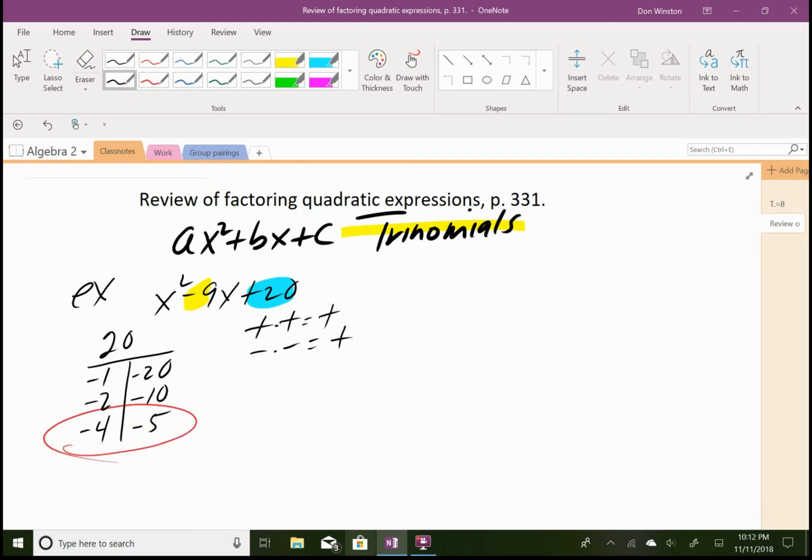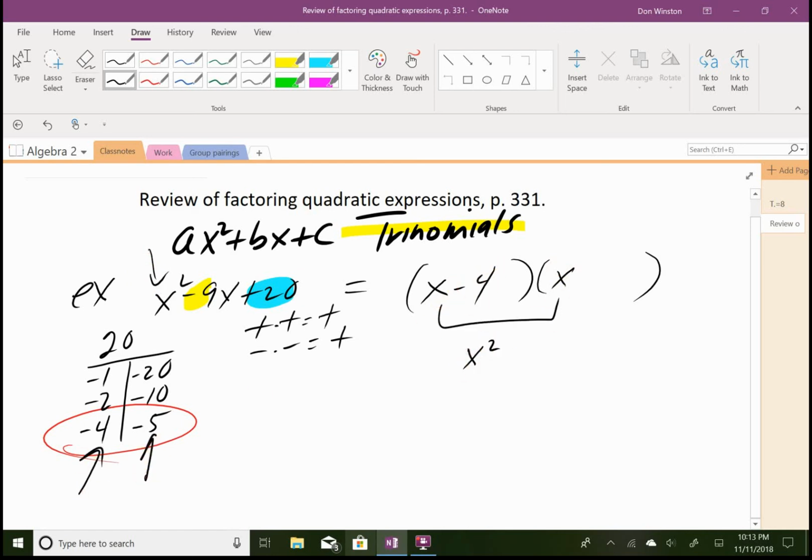So when I factor x squared minus 9x plus 20, again, I'll write the product of two binomials. x and x, that gives me my x squared. And then I have a negative 4 and a negative 5. So there, x squared minus 9x plus 20 factored is x minus 4 times x minus 5. And again, always check your work.